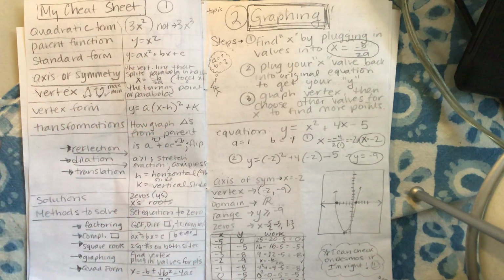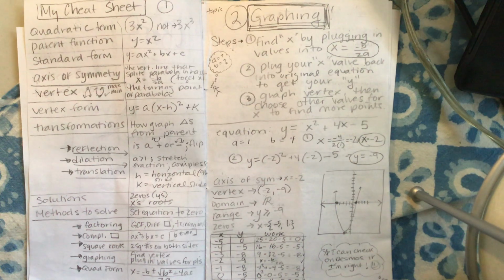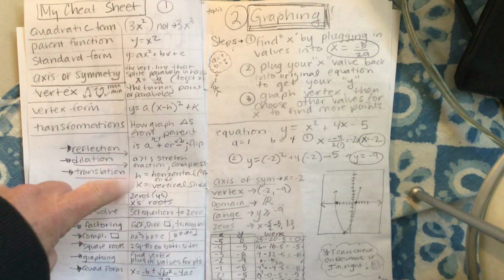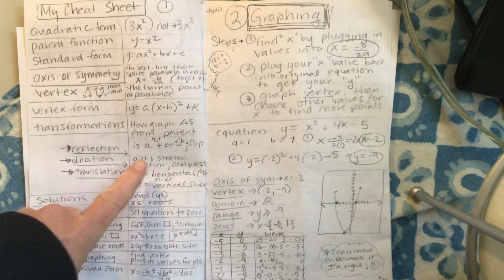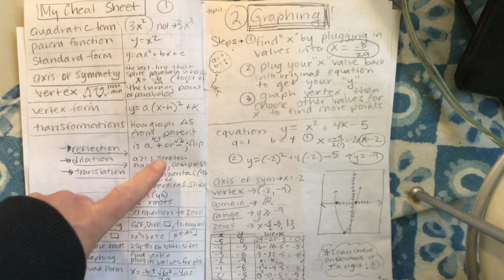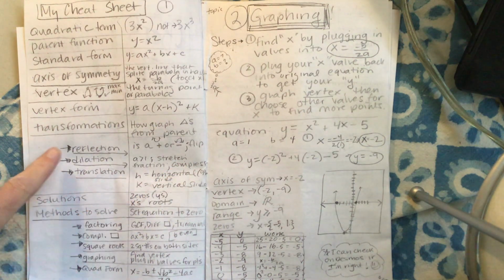which tells me very quickly what the vertex is, which is (h, k), right? It also tells me how it transforms. So down here, I listed all the transformations. So transformations are basically how a graph changes from the parent, which is y equals x squared. If I see a negative a, I know it's going to flip. It's going to go down, reflect down.